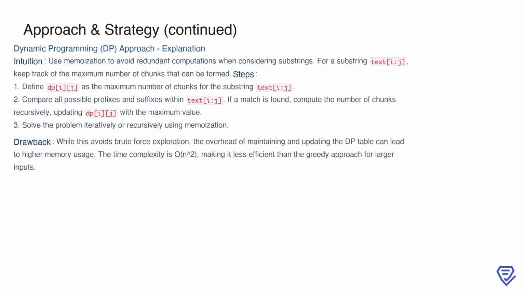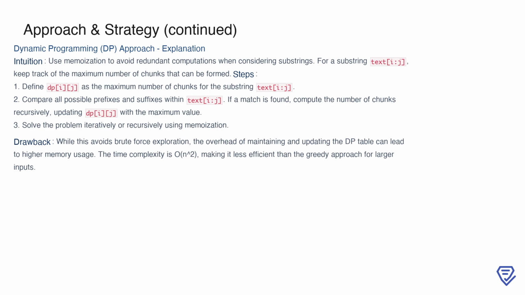Another approach to solving this problem involves dynamic programming, or DP, which focuses on avoiding redundant computations by leveraging memoization. The idea is to track the maximum number of chunks that can be formed for any substring of the input. To do this, we define a DP table where DP[i][j] represents the maximum number of chunks for the substring text[i..j]. For each substring, we compare its possible prefixes and suffixes.